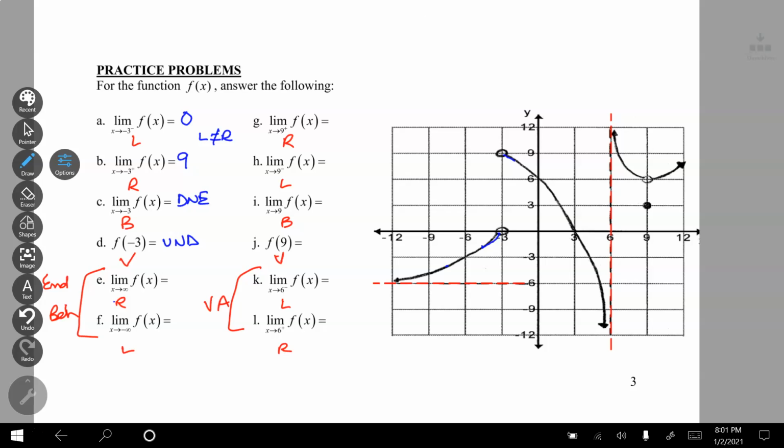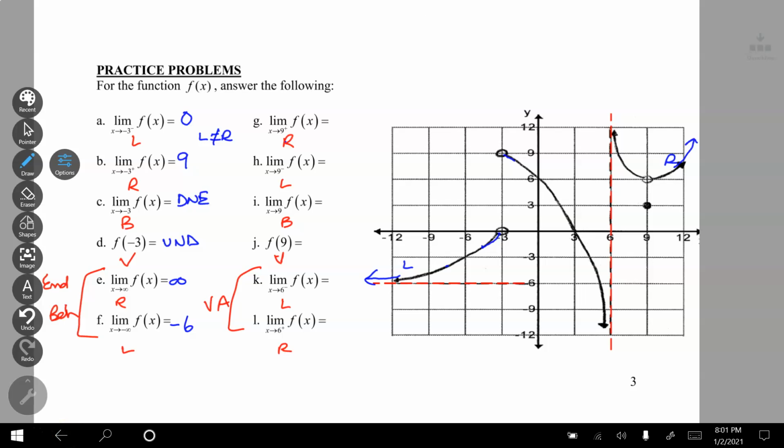It says as x goes to infinity, so that's the very right side of the graph. I go farther right on this graph. If I go farther right, I notice this graph is going up to infinity. And over here on the far left side, I notice this left side is leveling off to y equals negative 6.